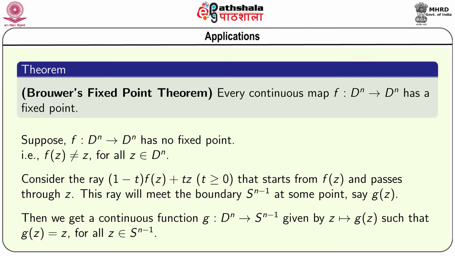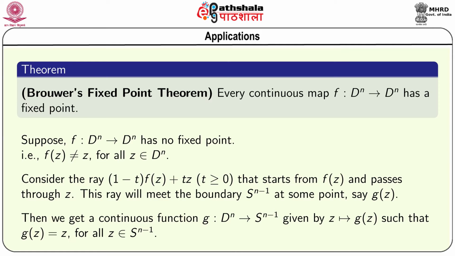In the next theorem, we prove a very well known result which is known as Brouwer's fixed point theorem. It says that every continuous map f from Dn to Dn has a fixed point. Earlier, using fundamental groups, we could establish the result for the case n equal to 2, but now we can show the result for any n.